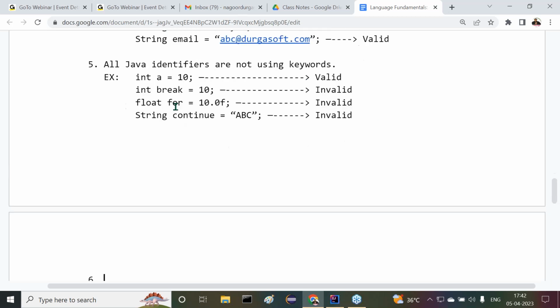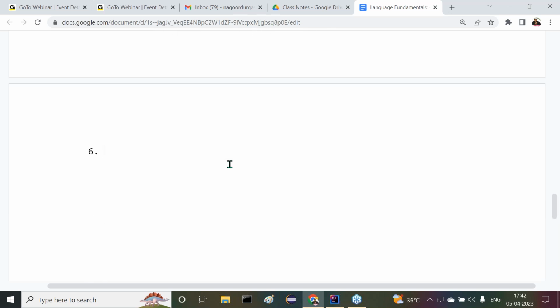Sixth point. All of you observe carefully. The sixth point: all Java identifiers are not using primitive data types. More clearly, I'm telling you, all Java identifiers are not using primitive data types.